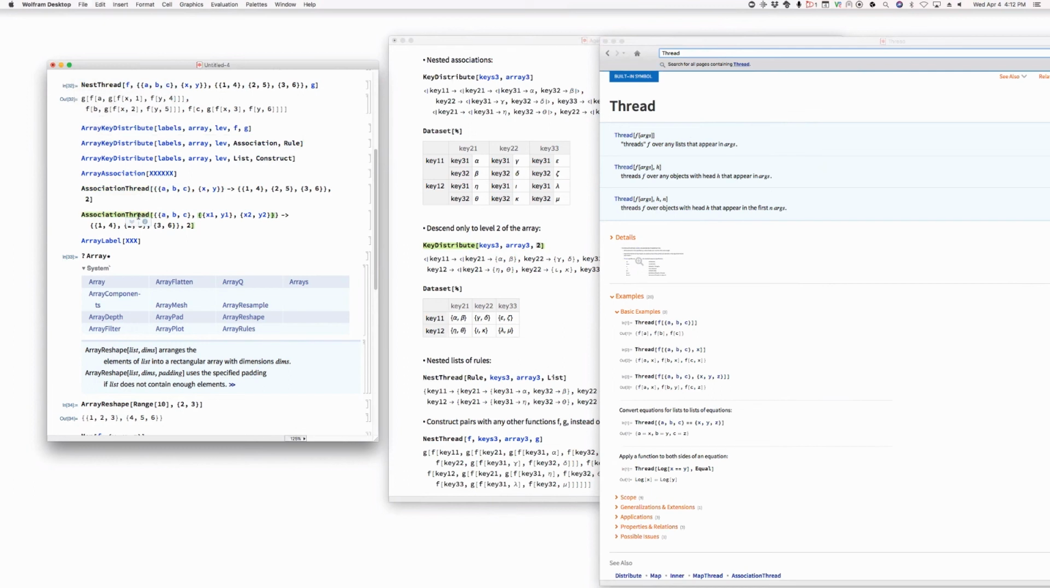Well, okay. I see. Otherwise, association thread can't know the difference between a list of keys that are supposed to be lists and the structuring thing. Exactly. So the reason we talked about array relabel is by analogy with array reshape, although the argument order is opposite.